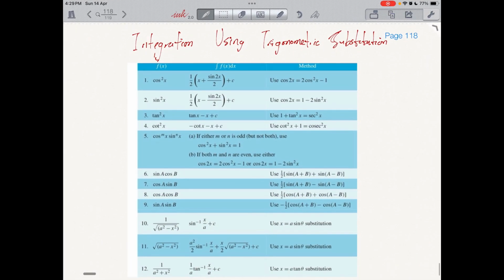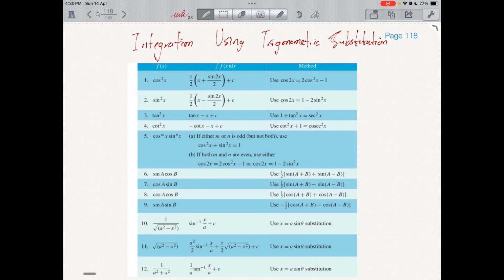About our next 6-7 videos, we'll be considering integration using trigonometric substitutions. In our last video, we talked about change of limits, and the video before the last, we talked about algebraic substitution. Now let's talk about trigonometric substitutions. These are the forms we'll be considering.